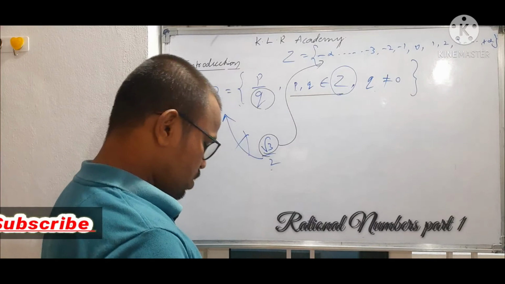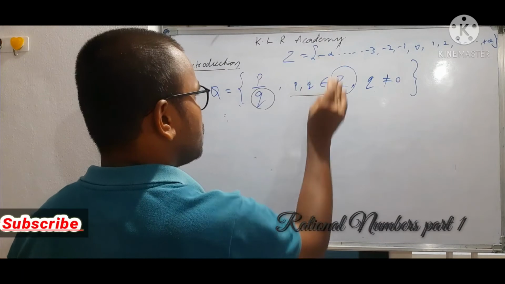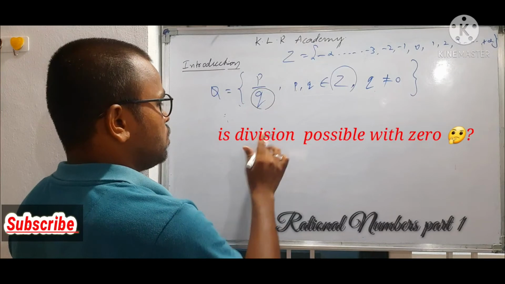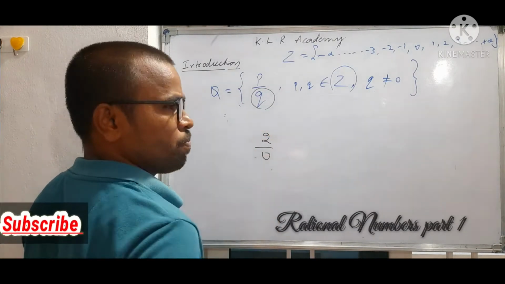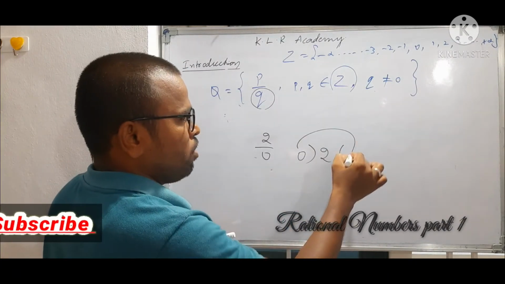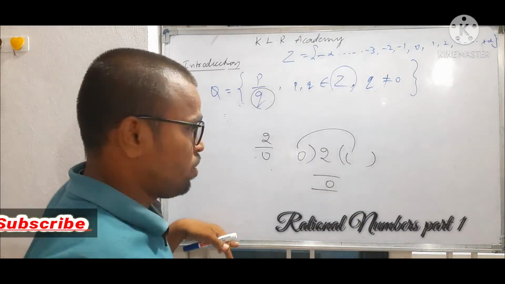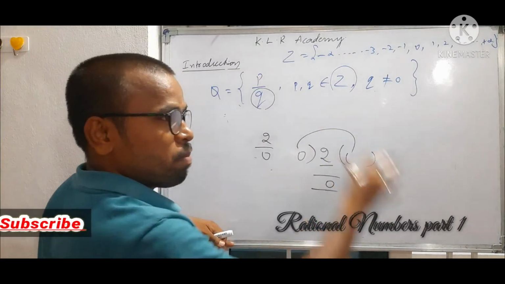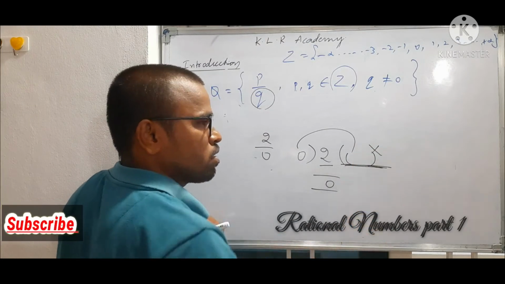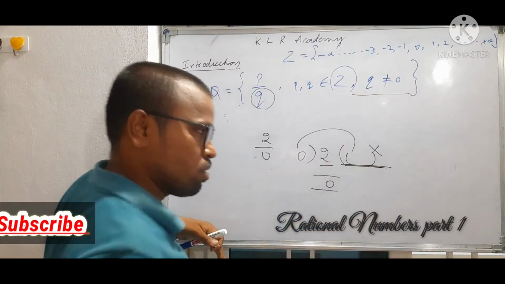Okay. Now our question is, if Q becomes 0, then what happens? See, let us consider 2 by 0. Divide this 2 by 0. In which multiple of 0 will you get 2, so that the remainder is 0? You cannot get 2 in any multiple of 0, so you won't get any quotient here. This is why Q should not be equal to 0.